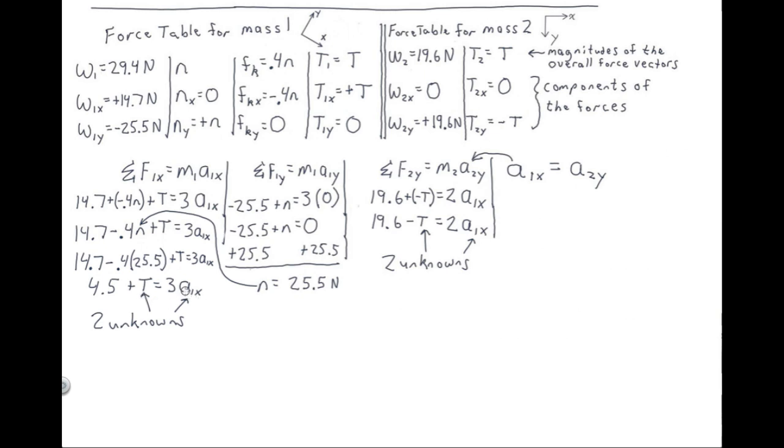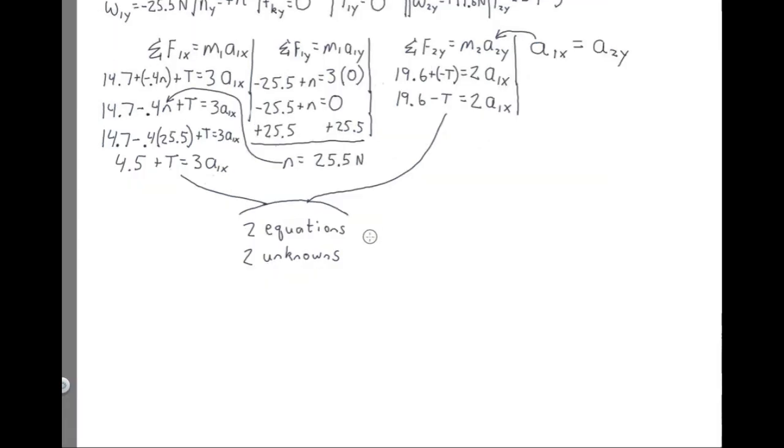So this equation has two unknowns left. This equation also has two unknowns left. Now, if we consider this equation together with this equation as a system of simultaneous equations, these two equations together form a system with two equations and two unknowns. The two unknowns in the equations are capital T and a1x.